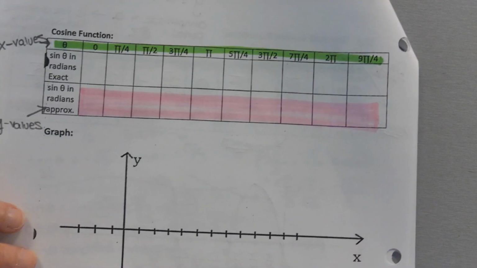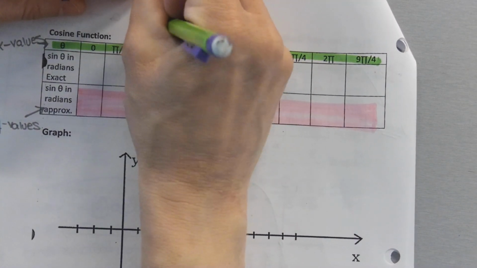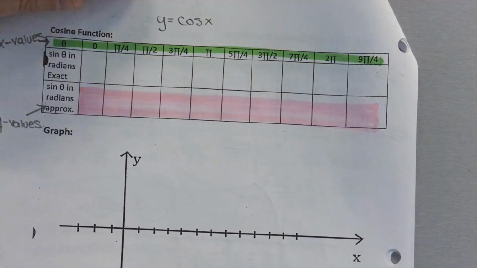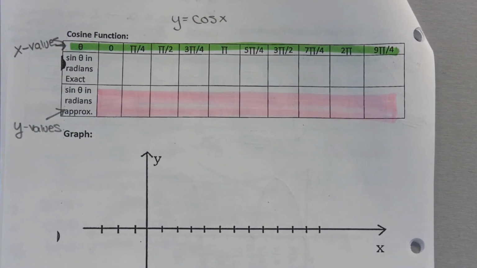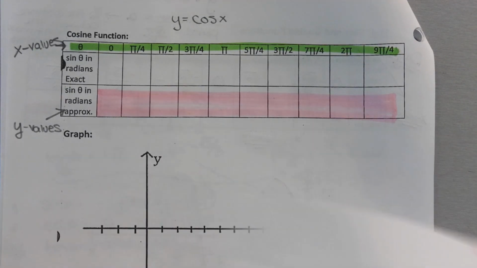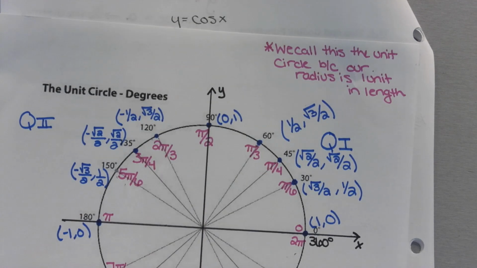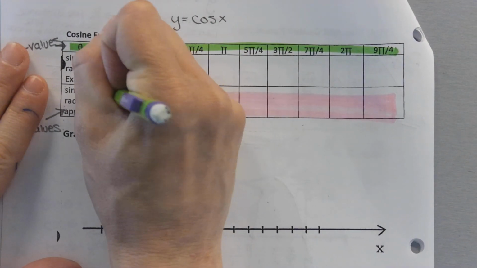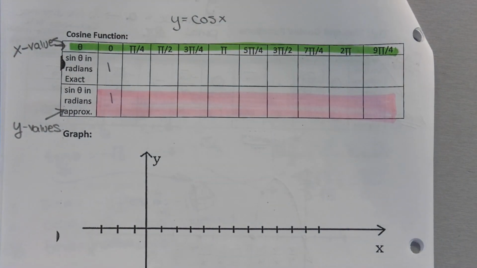So we are going to graph y equals cosine x. And we're not going to use our Chromebooks for the first one. We're going to use just our unit circle. So let's start at 0. What's my cosine at 0? 1. And again, the decimal equivalent would just be 1.